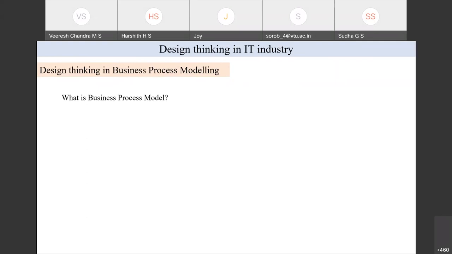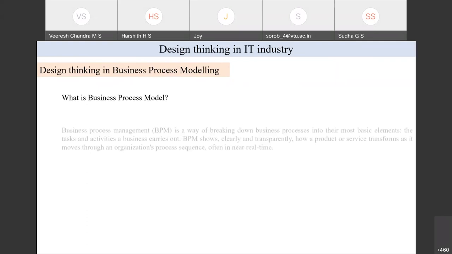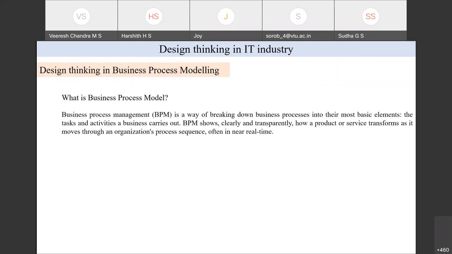So the raw material is processed through different processes until it becomes a final product. Right. So what is BPM, business process modeling? So business process management or modeling is a way of breaking down.